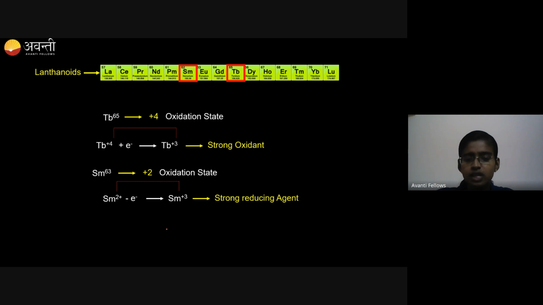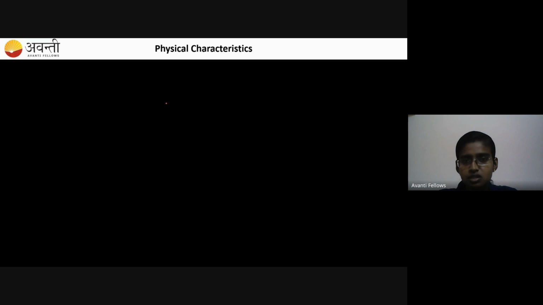So you have to read the compounds which are stable in +4 oxidation state, and the compounds which are stable in +2 oxidation state. And +3 is the most common. All the elements will try to exist in +3 by donating or accepting electrons. Students, is that clear? Fine, I'll go for physical characteristics of lanthanoids.